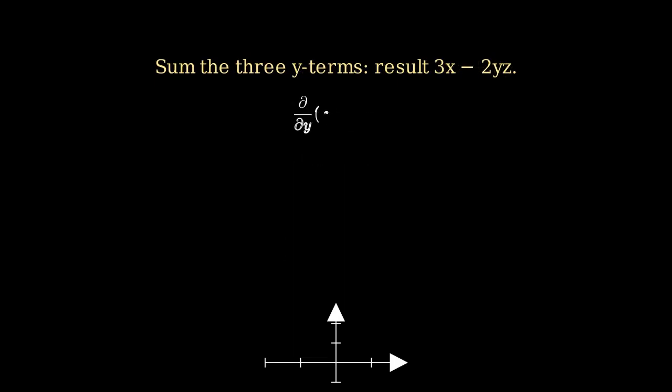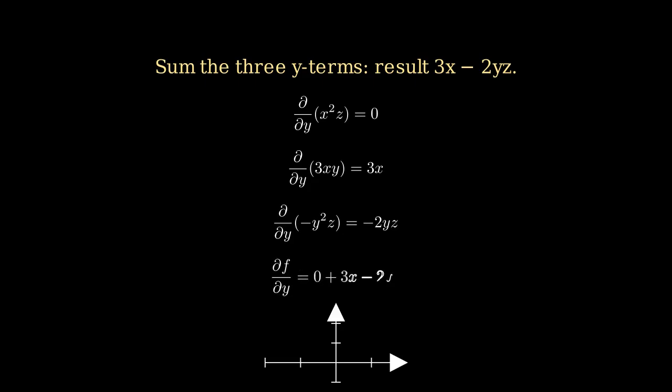Next, partial f by partial y, freezing x and z. Partial of x squared z with respect to y. There's no y here, so it vanishes to 0. Partial of 3xy with respect to y, x is held constant, and y differentiates to 1, giving 3x. Partial of negative y squared z with respect to y, z is held constant, and y squared differentiates to 2y, giving negative 2yz. Adding these, partial f by partial y equals 3x minus 2yz.